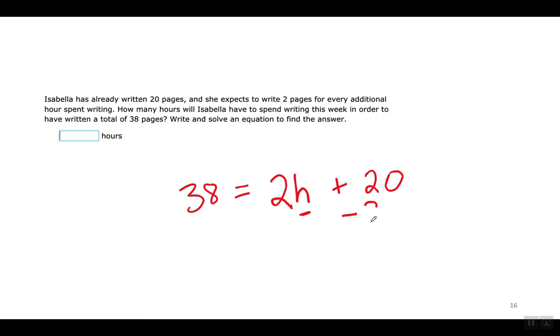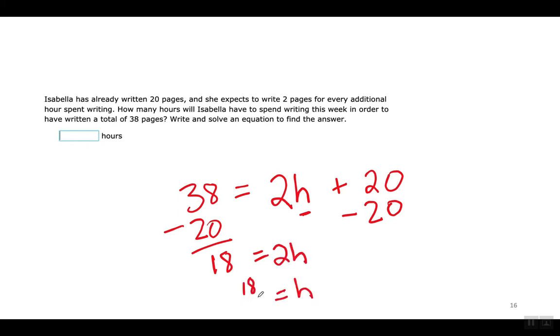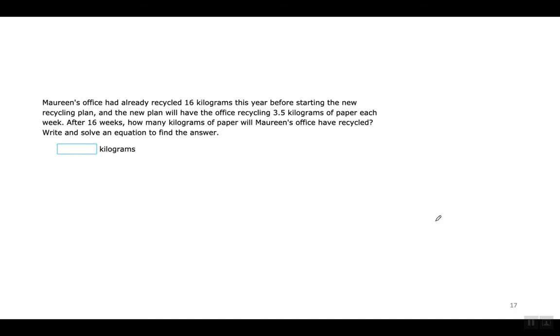All right, so to solve for H, let's first move 20 to the other side. That's going to give you 18 equals 2H. So H equals 18 divided by 2. So she has to spend 9 hours. 9 horas.